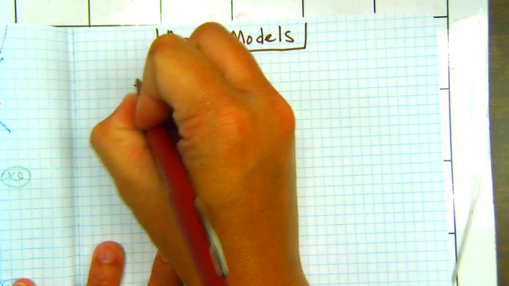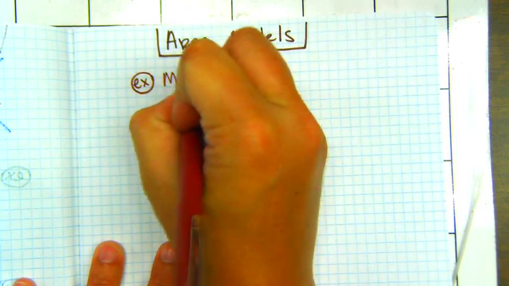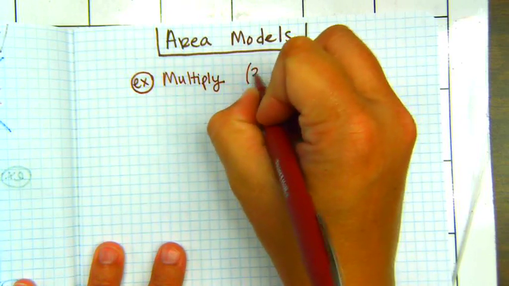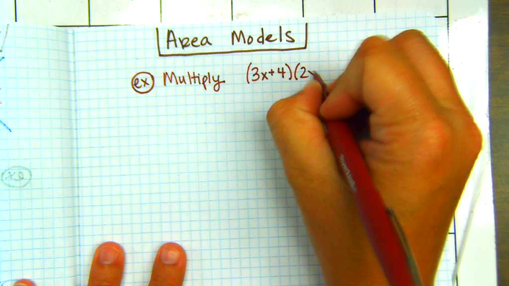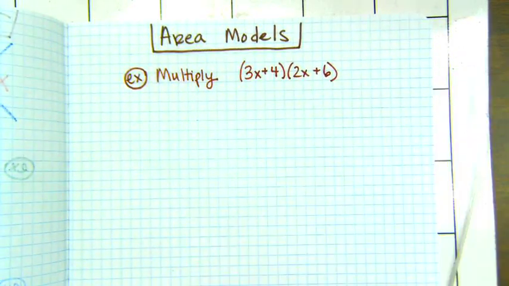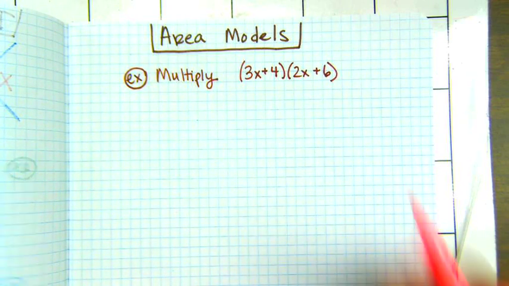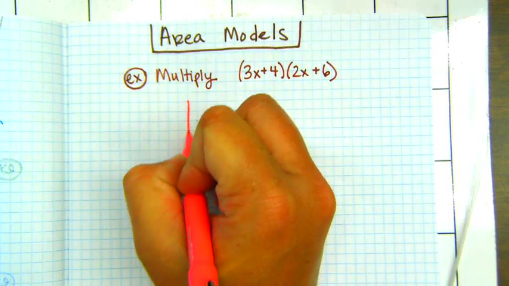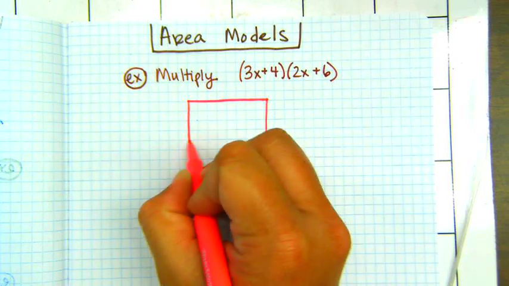So, an example would be something like this, where it would say multiply (3x plus 4) times (2x plus 6). Now multiplying that looks a little bit tricky. It's really easy though if you just draw an area model. Now an area model is just a rectangle. Like that.